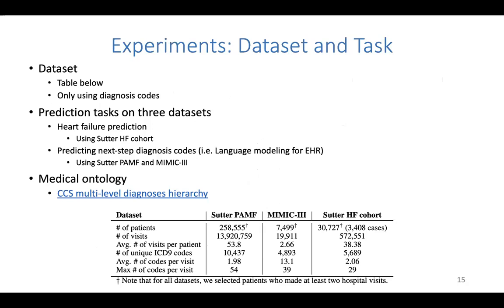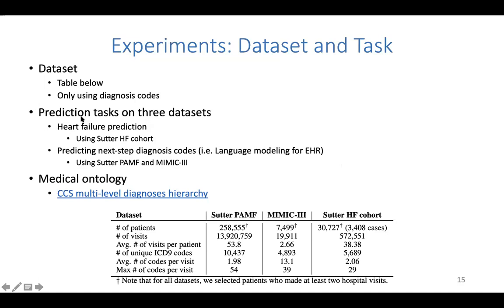So it's an experiment. We're going to see how the GRAM model compares against other vanilla models, and the dataset is the Sutter dataset, because when I was training the GRAM model, I was using the dataset provided by Sutter Healthcare, which is a North California-based healthcare network. And you can see, there are 2 prediction tasks on 3 datasets. I've also used Mimic3, but we're going to mainly look at the results from Sutter-PAMF, which is a larger dataset compared to Mimic3.